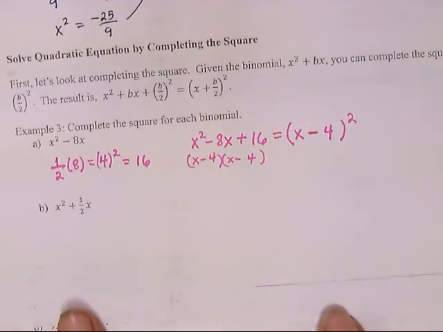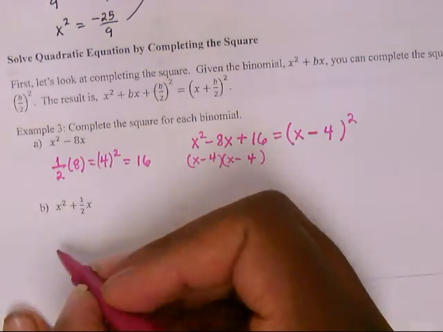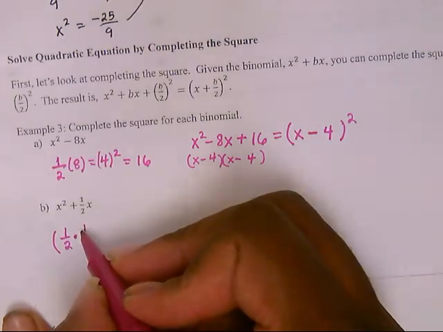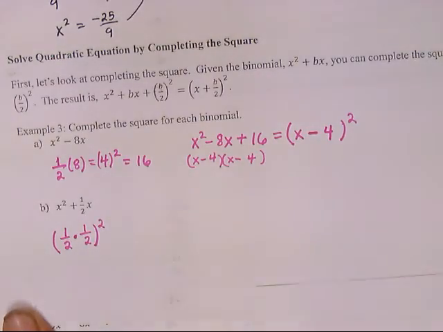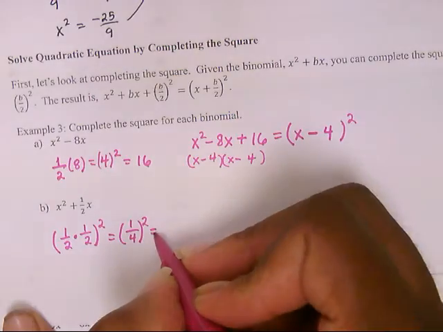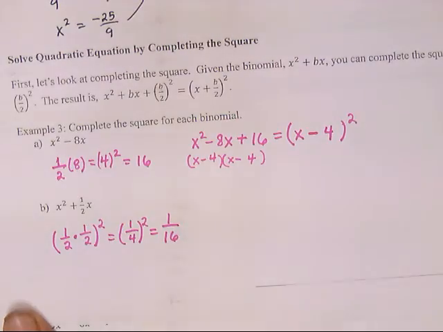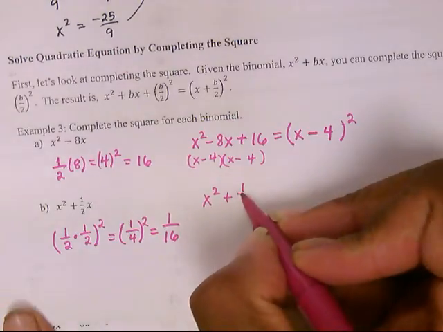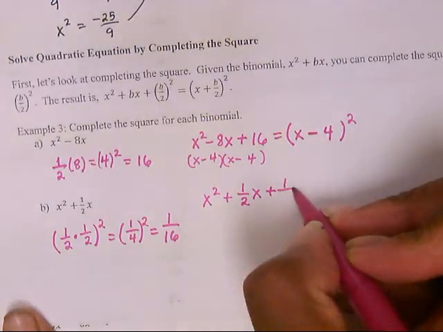Alright, part B. 1/2 x squared plus 1/2 x. Okay, so now we need 1/2 of the coefficient of x, which is again 1/2, and then that's going to be squared. That's going to give us the third term for our trinomial. 1/2 times 1/2, that's going to be 1/4. Square that 1/4, you're going to get 1 over 16. So that x squared plus 1/2 x, we're going to add to it the 1 over 16.